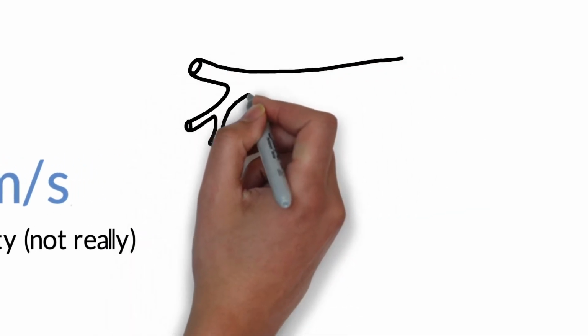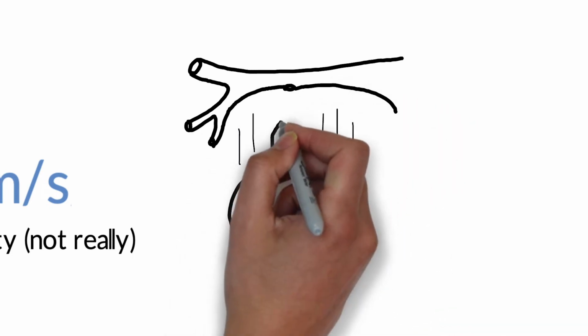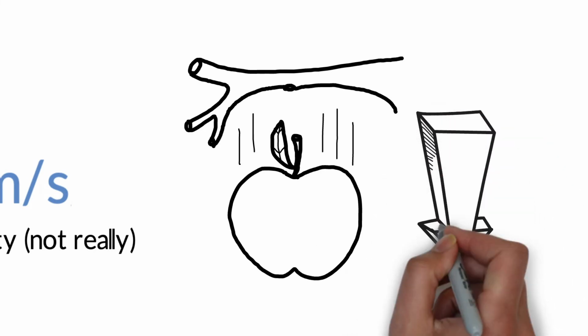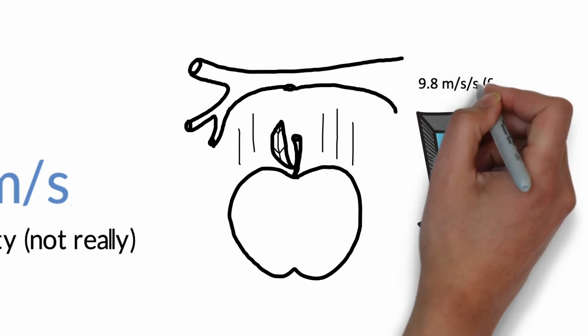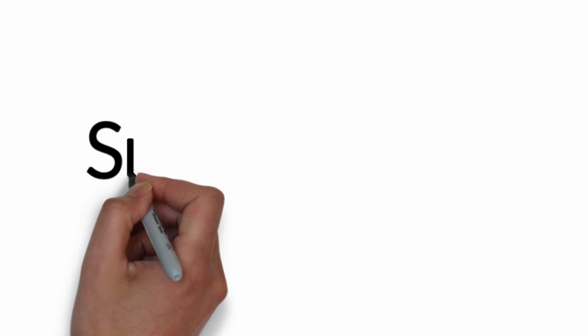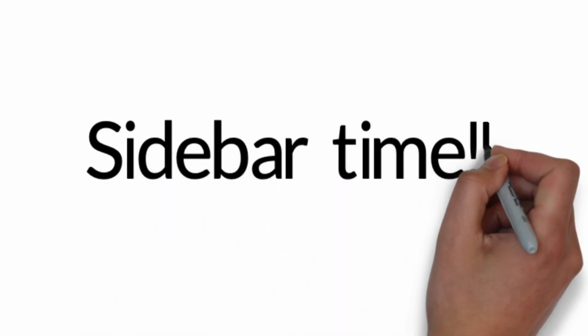An apple that was released from the tree branch is initially moving at 0 meters per second, and as soon as it is released, it starts accelerating, going faster and faster towards the center of the earth at 9.8 meters per second every second. This can get complicated, and we'll go into gravity and falling objects and that type of stuff in another episode. And now another sidebar.